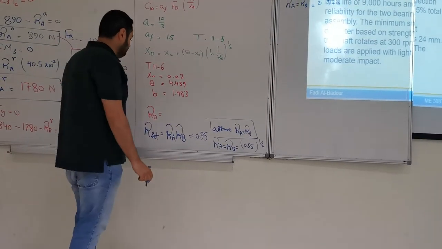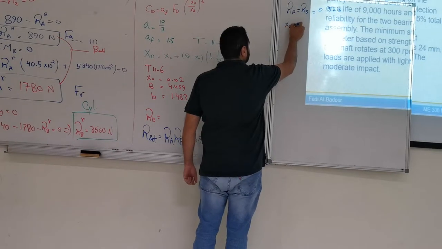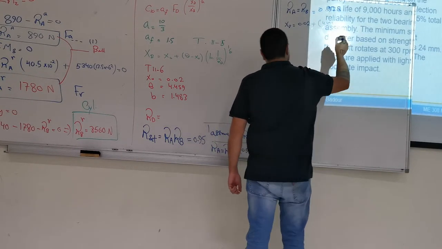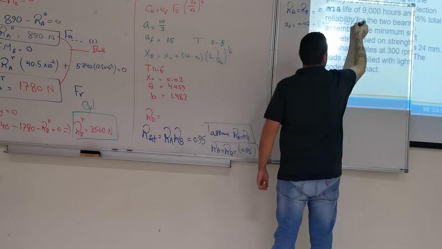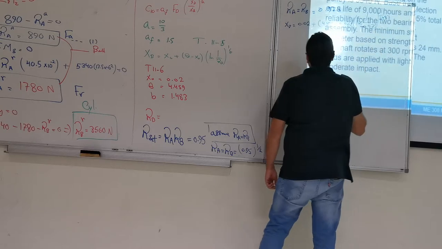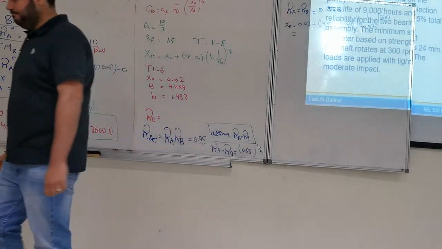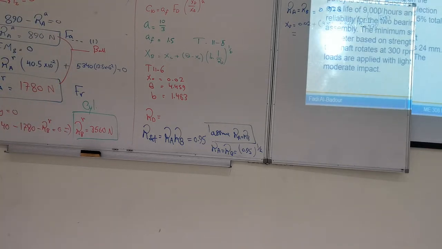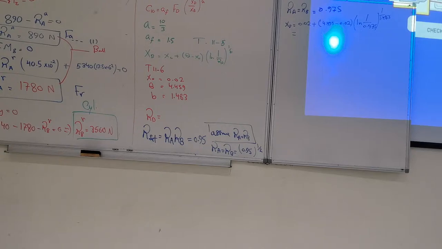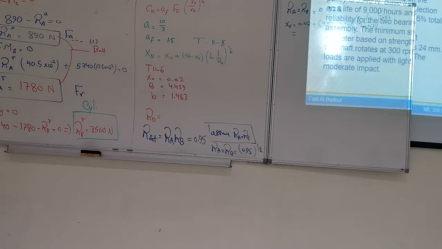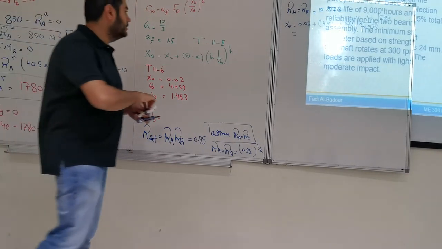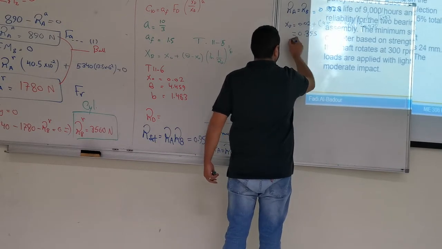Can anybody find XB? So XB will equal the correction factor for reliability, 0.02 plus 4.495 minus 0.02 times the log of 1 over 0.975, to the power 1 over 1.483. That's it. It's 0.395. Okay, so now we are done with XB.